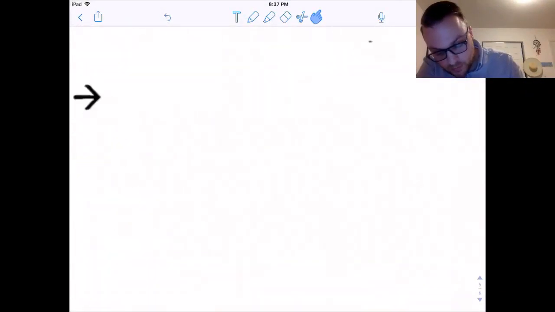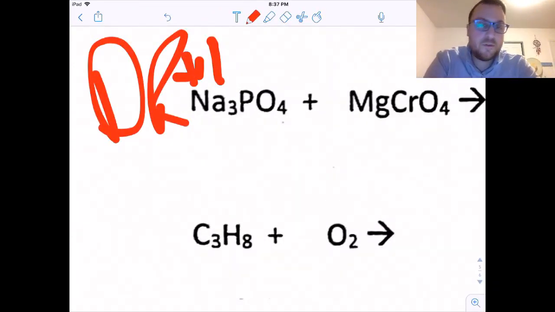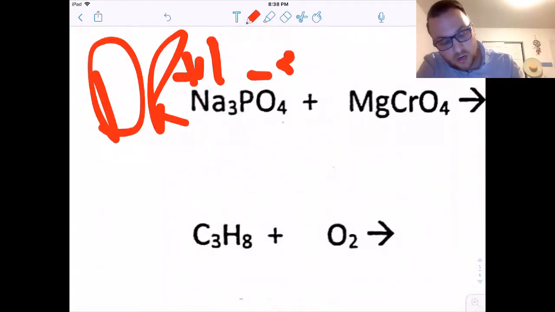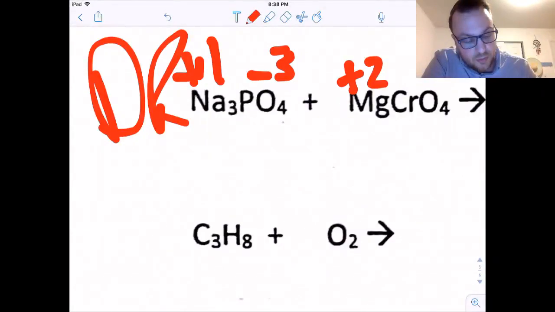I'm going to zoom in a little here. My sodium is charged +1. PO4 is phosphate. It's one of the ones on table F that you need to know, and its charge is -3. And Mg is magnesium, which is +2, and CrO4 is chromate, which is -2.